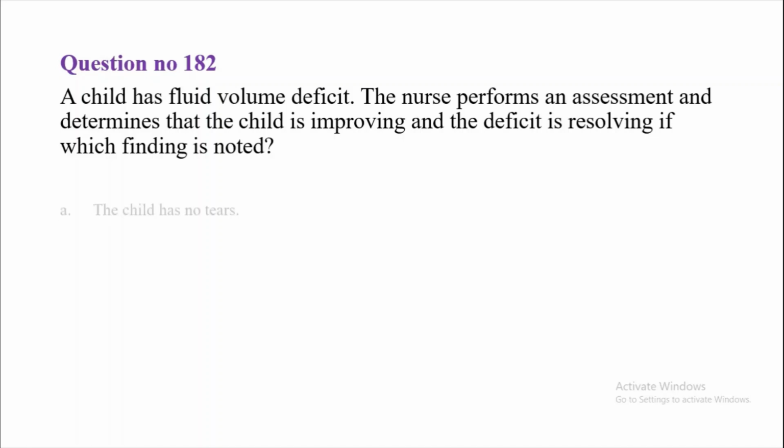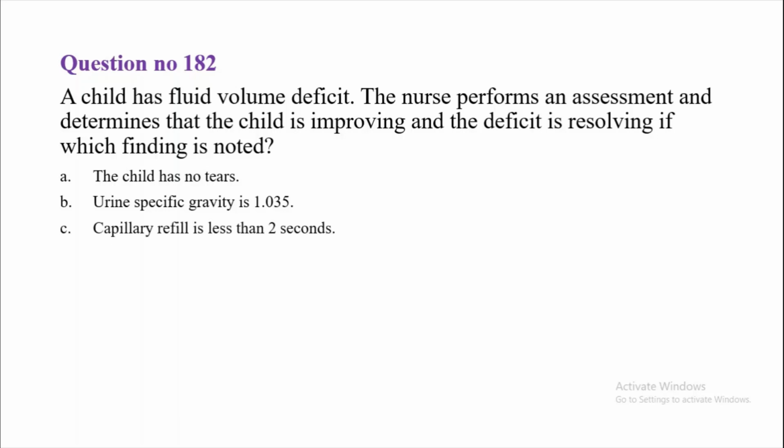The options are number A, the child has no tears. Number B, urine specific gravity is 1.035. Number C, capillary refill is less than 2 seconds. Number D, urine output is less than 1 ml per kg per hour.